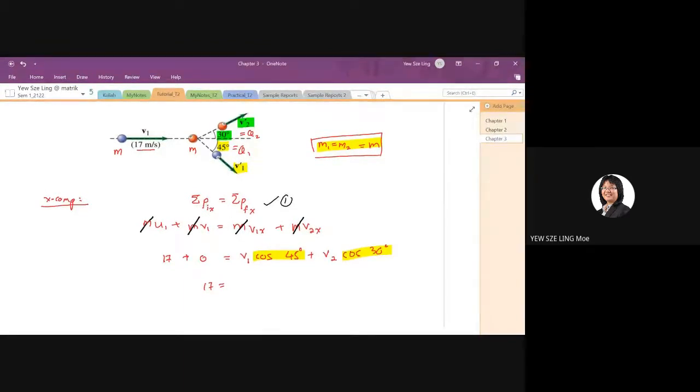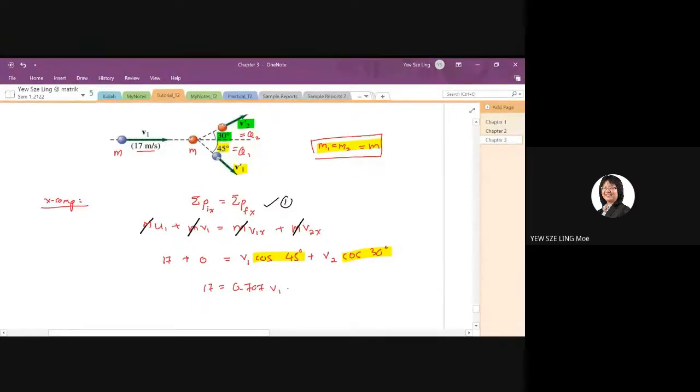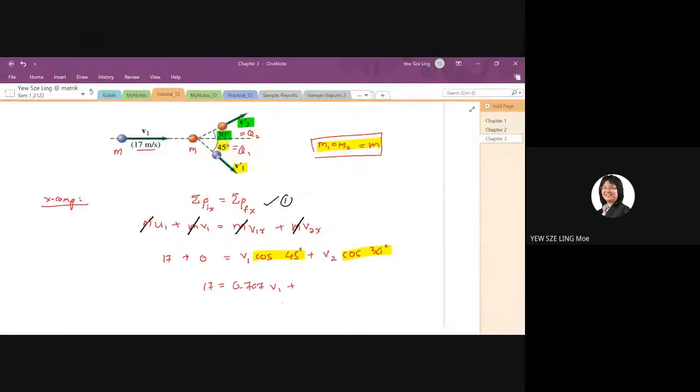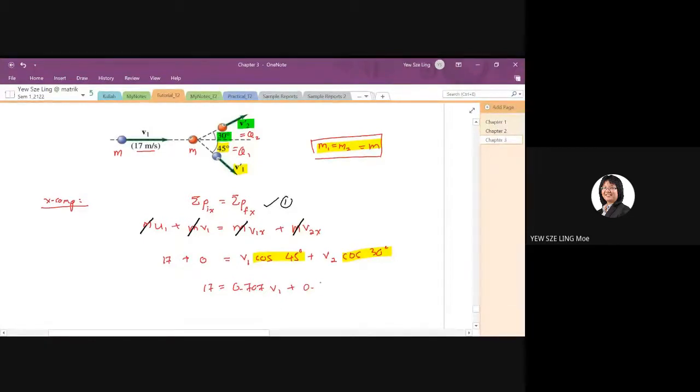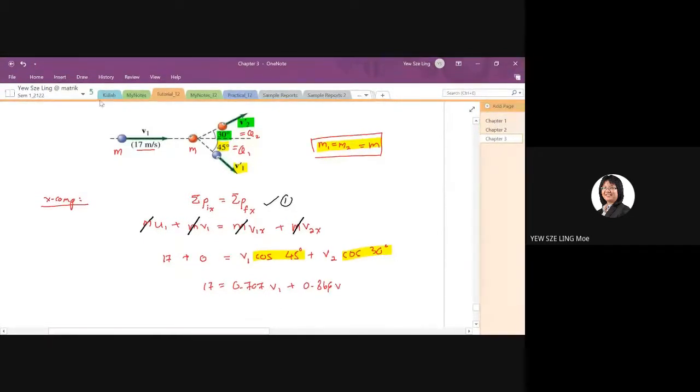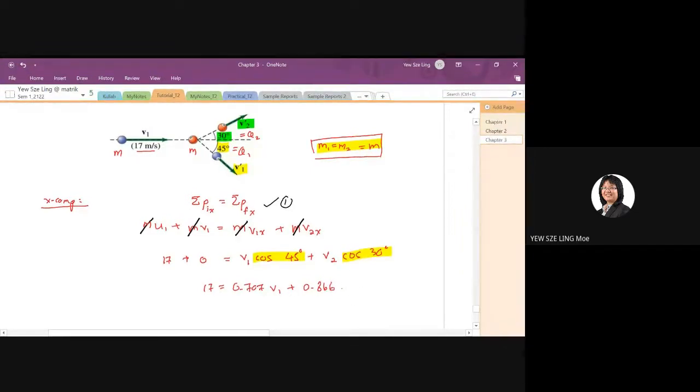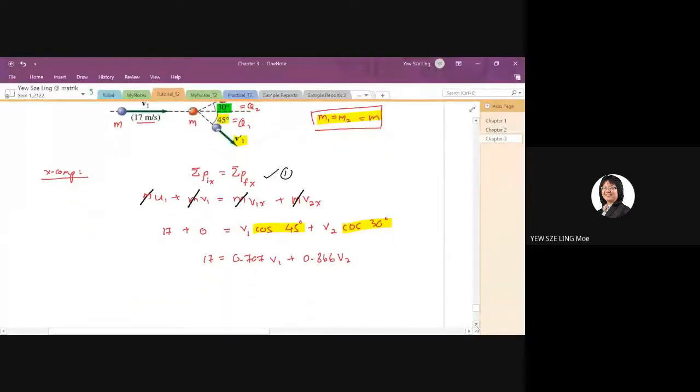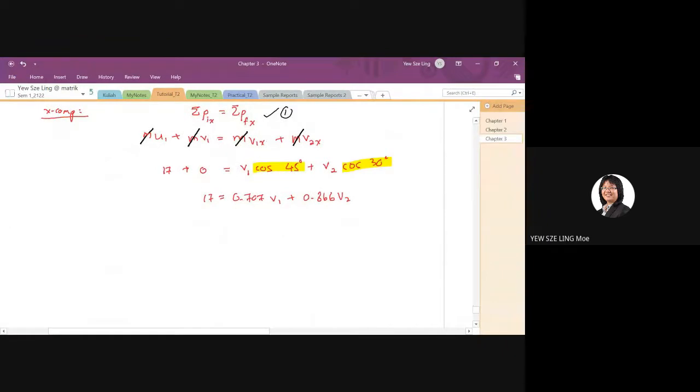So cos 45 degree will give you 0.707 V1 plus cos 30 degree will give you 0.866 V2. So now it seems like normal equations with two unknowns, with an x and y in your mathematical simultaneous equations. V1 is just like x, V2 is just like y. So now you have equation 1.